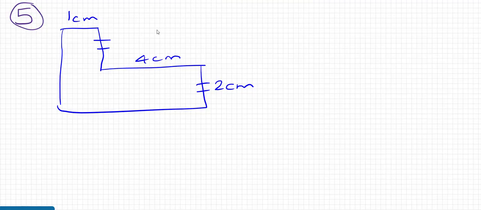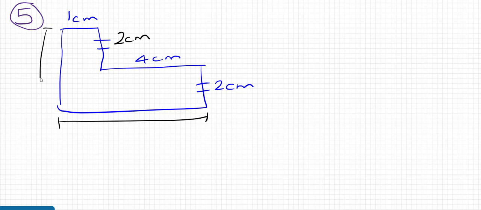Okay, so our first step is let's check our units. They are all in centimeters. Now, are there any sides that we can work out without doing any calculations? Yes, I can see there's 2 dashes here and 2 there, which means this length here is also 2 centimeters. Okay, so the side I need to find is this one here and this side here as well.